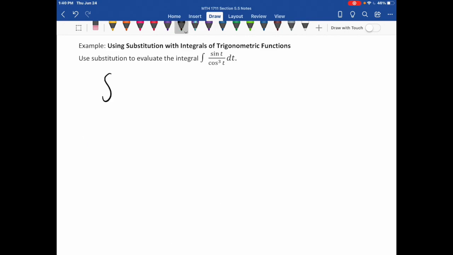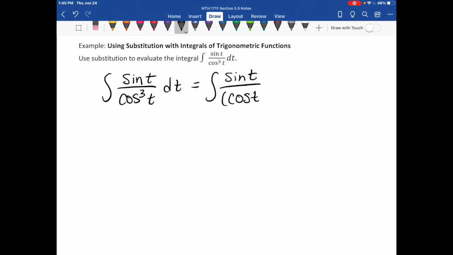In this next example, we're going to try substitution with trig functions. So I have the integral of sine t over cosine cubed t dt. I personally, especially when we're doing substitutions, like to rewrite any trig function that's being raised to a power like this. Instead of having cosine cubed t, I'm going to write it like this, cosine t cubed. So then I can recognize a lot easier what I need to use as my inner function.